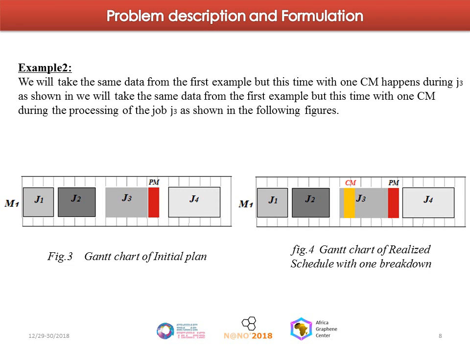I will show you the second example. We will take the same data from the first example, but this time 1 CM happened during job 3, as shown in figure 4. In order to absorb the unpredictable machine breakdowns and instability, we propose to proactively insert the idle time into the schedule, as shown in figure 3. There is some idle time which doesn't exist in the schedule if the expected breakdowns are ignored, as in the first example.